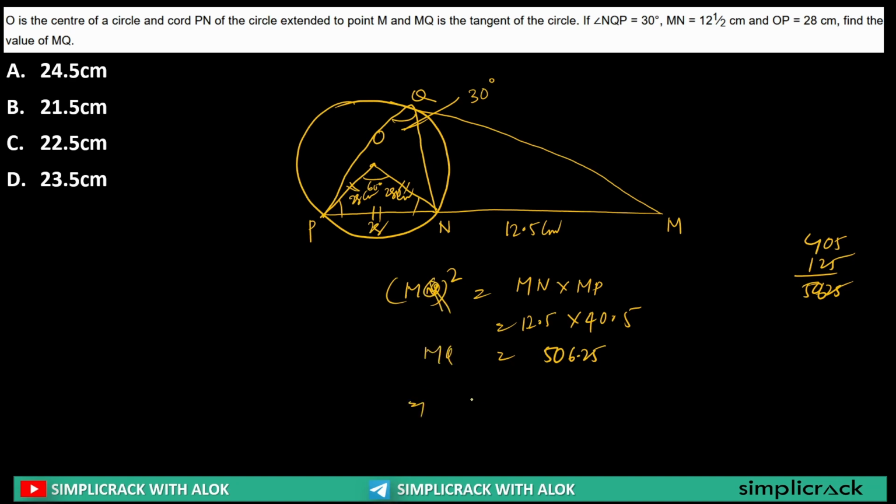So MQ is equal to what? MQ will be square root of 50625 divided by 100. Yes sir. So 100 will, 10 come out, and root of 50625 will be 225. So this is equal to 22.5. So 22.5 is the correct answer. So C is the correct answer.